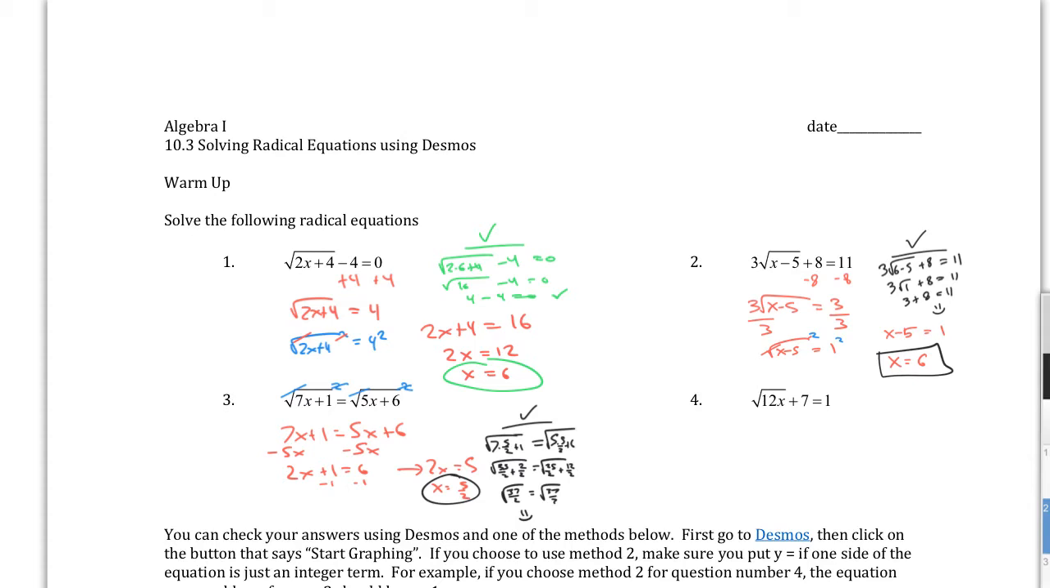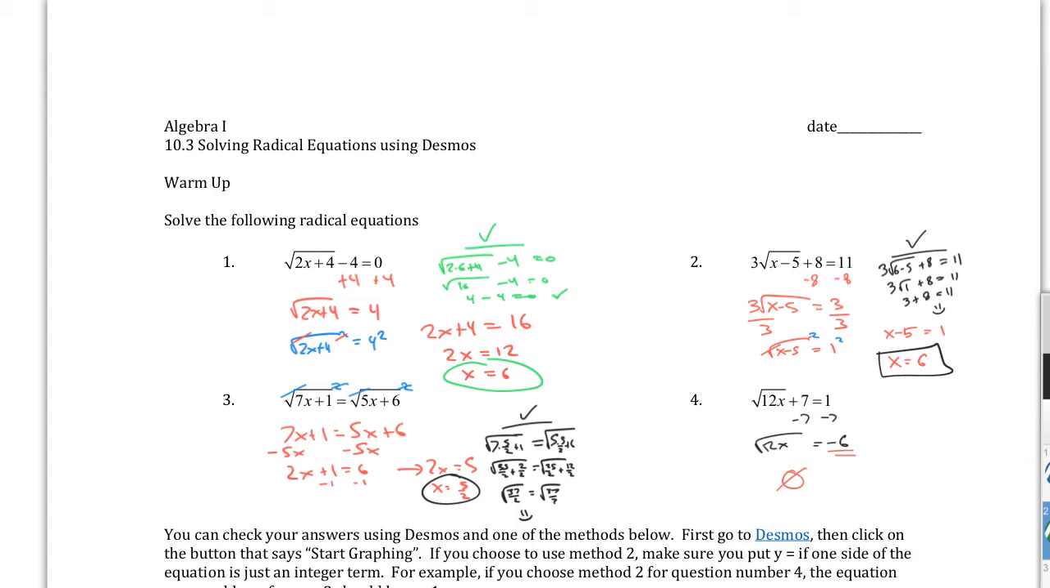And finally, number 4. Here I have to subtract 7. Square root of 12x equals negative 6. And right away, I see I have square root equals negative, so I've got to say no solution. You can't have that.